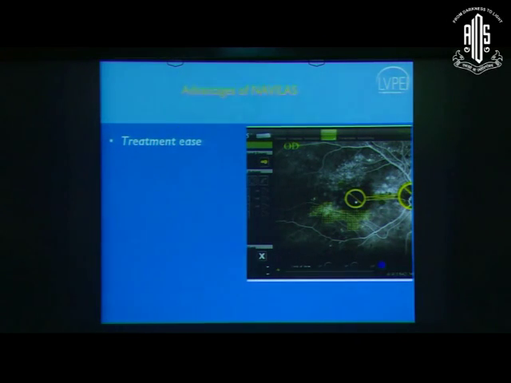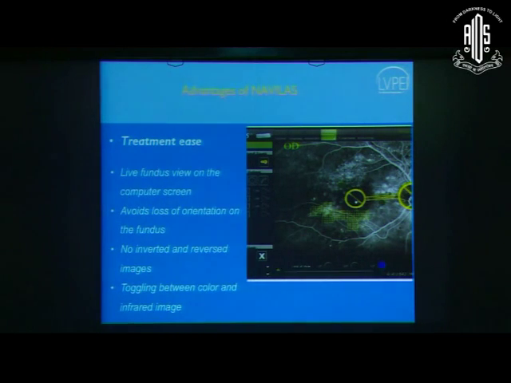We are talking about the patient till now. How about the physician? We have a live fundus view on the computer screen. We are not confused with the orientation. There is no inverted or reversed image, and we can easily toggle between the color and the infrared image, so our life becomes much easier.